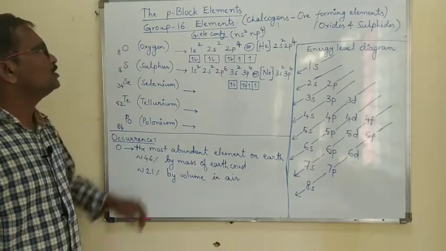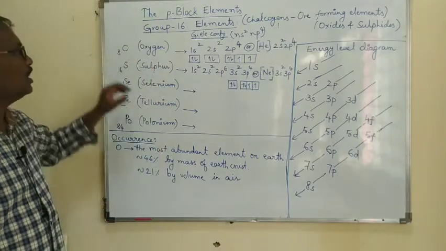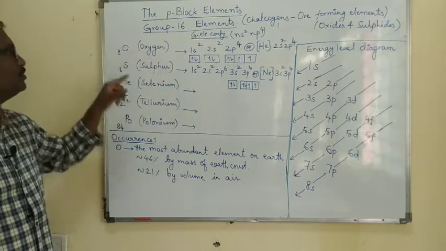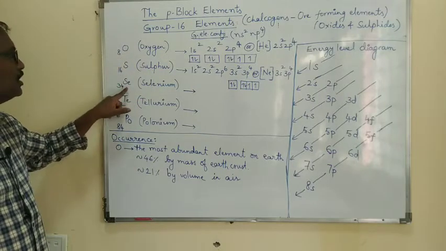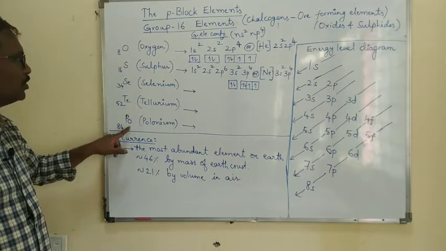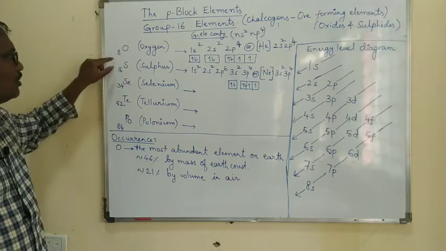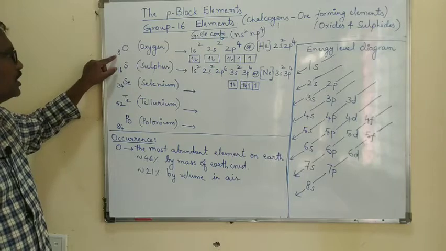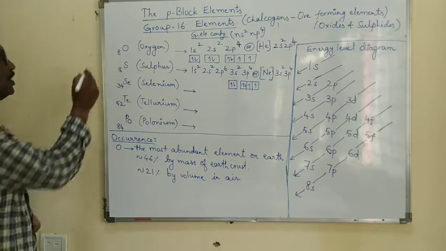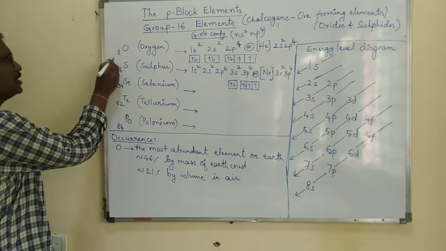Right. So what are the elements in the 16th group? Oxygen, sulfur, selenium, tellurium, polonium. What is the atomic number of oxygen? 8. So what you have to do? You have to add plus 8.